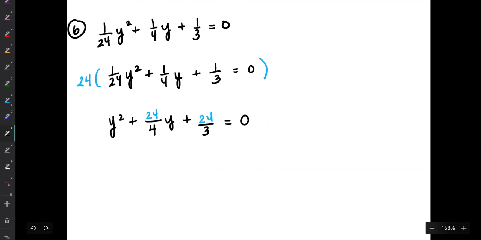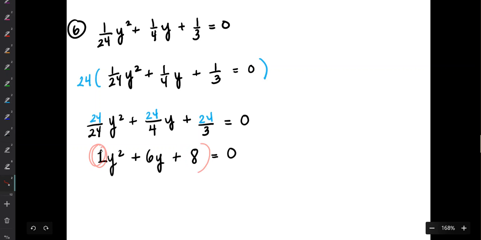So we've got 1 y squared. You can just write y squared. 24 divided by 4 is 6y. 24 divided by 3 is 8, equals 0. And now you can go ahead and play the factoring game because my leading coefficient is 1. Try to find two numbers that multiply together to give me 8 and add up to 6. And if you can't find those numbers, or if you just want to practice the quadratic equation, go ahead and use the quadratic equation on this.